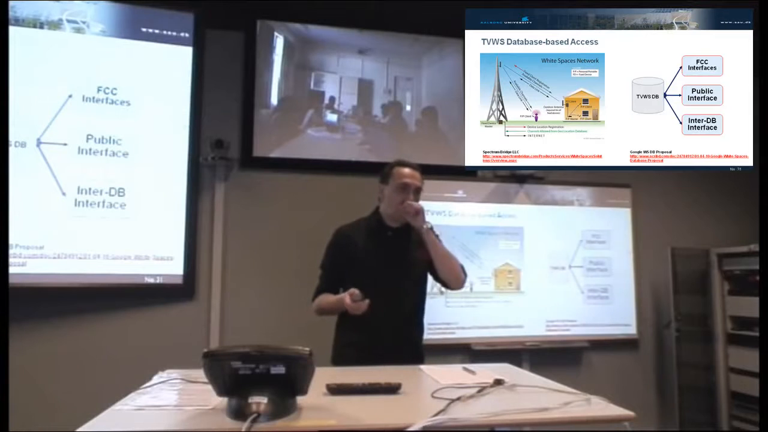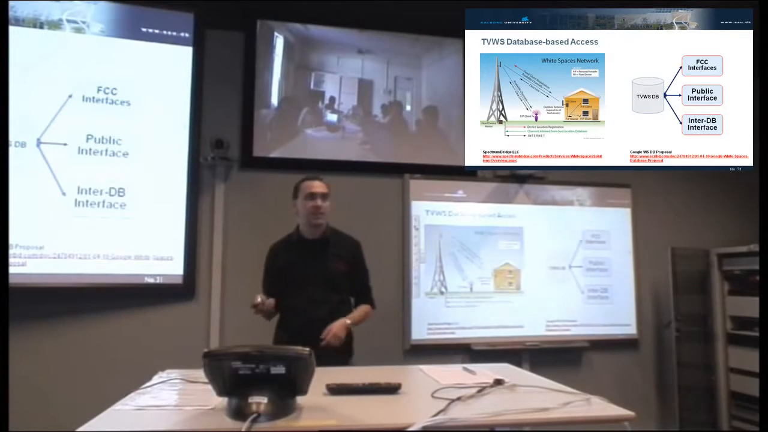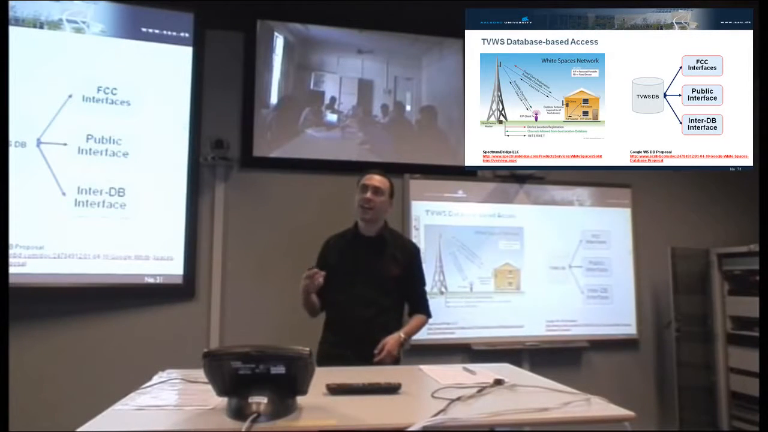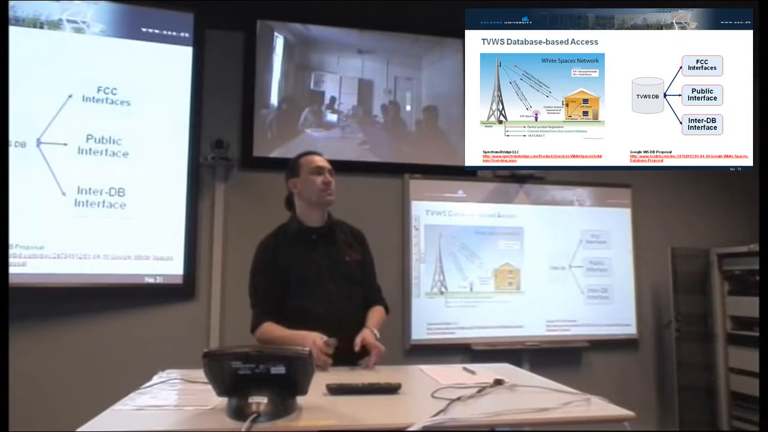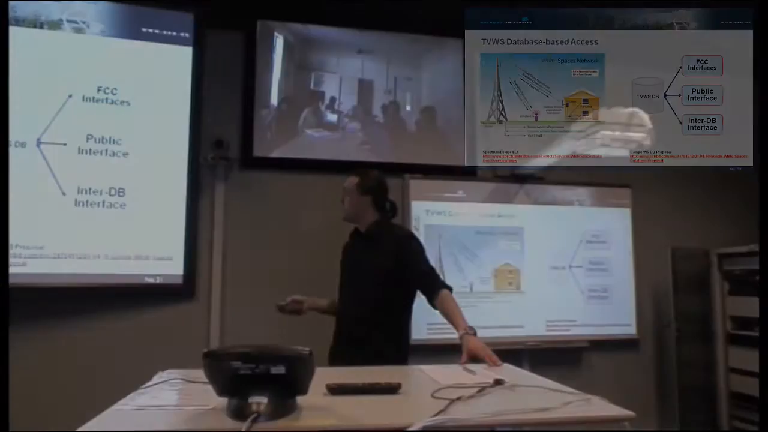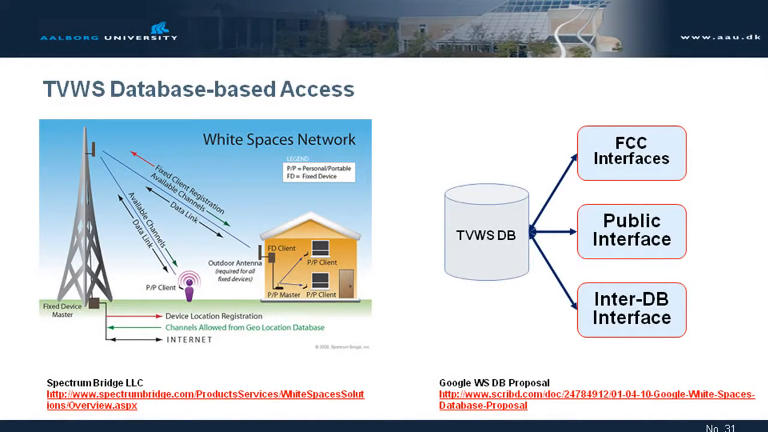Another interesting thing is that if you go on the Spectrum Bridge website, you can check online which TV channels are available at the current moment in a specific region of the US. You pick it from the database, just like Google Maps, and it tells you which channels are available. It's really nice. The inter-database interface exists because they are supposed to have more than one operator, and these operators need to synchronize their own databases in order not to assign the same channel, or to have one channel that for one database operator is marked as occupied and for the other one is free. This creates a lot of very interesting issues for the information theorists, for security and privacy. The database is an interesting theoretical thing, but not my field, unfortunately.